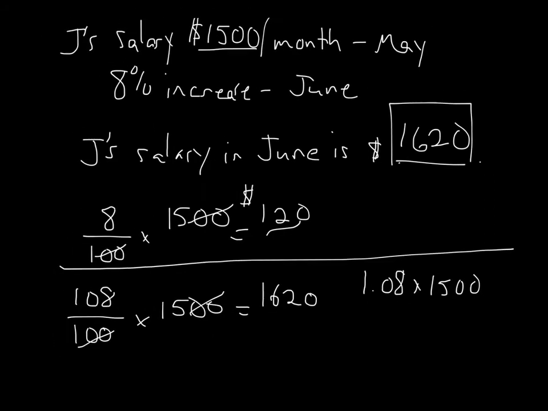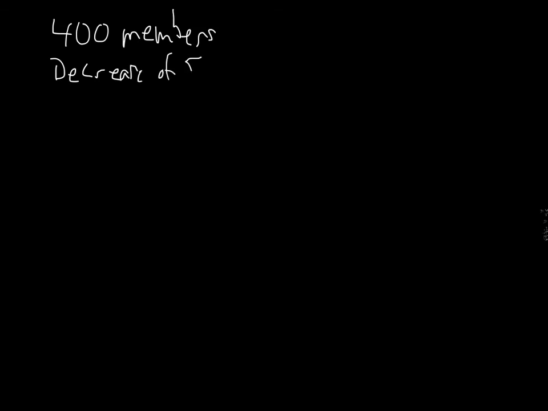Now let's take a look at percent decrease. Percent decrease is just like percent increase, only instead of adding, we're going to subtract. And so here we go. We've got the chess club at school, and there are 400 members in the chess club. And there is a decrease of 5% this year from last year. Okay, so there were 400 members last year. And that number is going to decrease 5%.